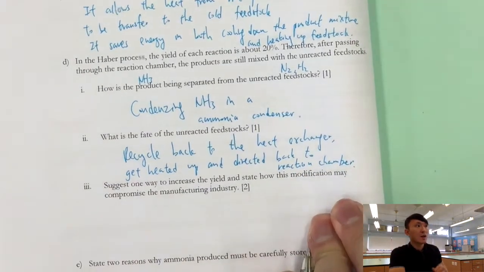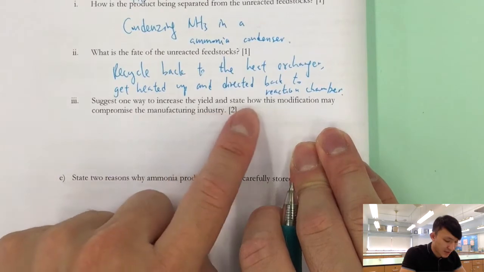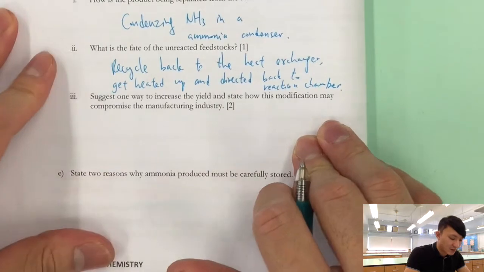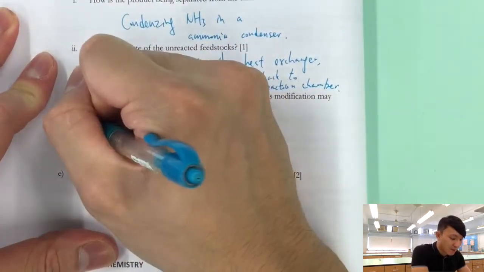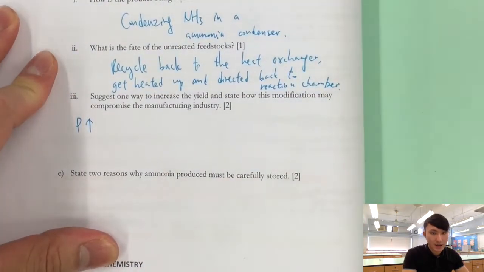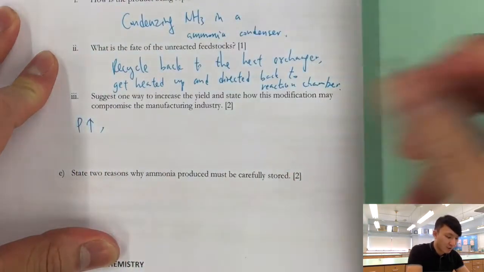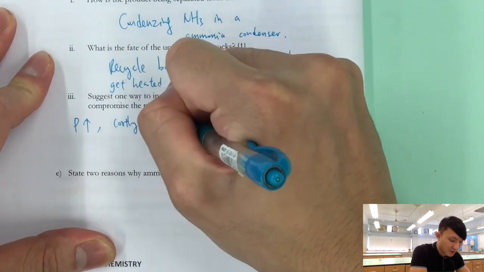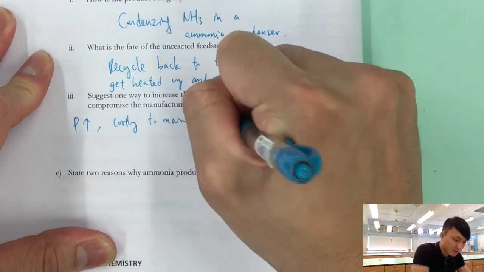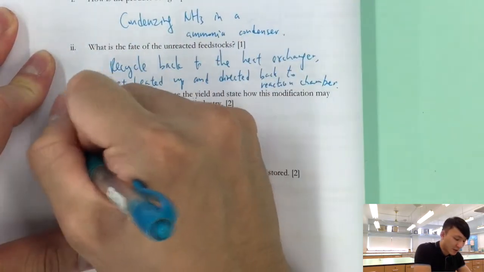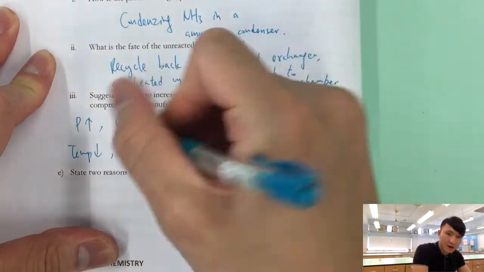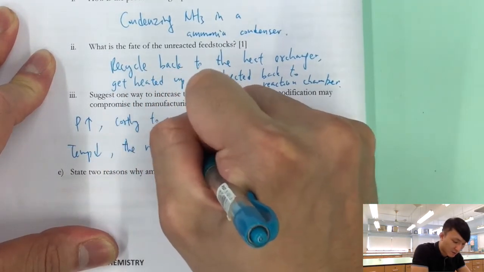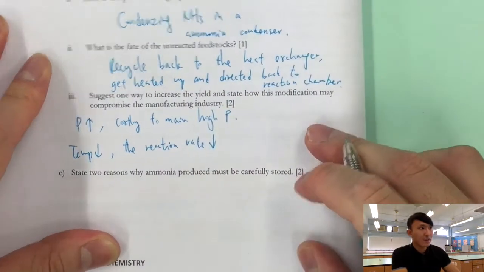Suggest one way to increase the yield and state how this modification may compromise the manufacturing process or industry. So one way to increase the yield, you can talk about pressure increase or temperature decrease. But pressure increase, of course, will be costly to maintain high temperature and high pressure. Or you can say temperature decrease. However, the reaction rate decreases.